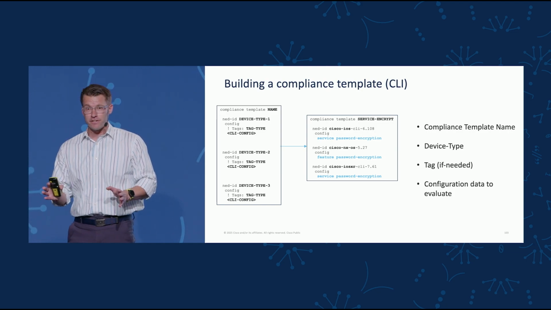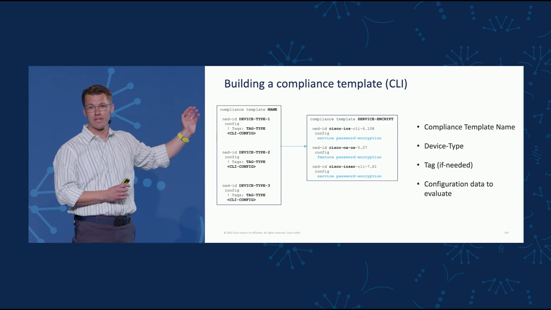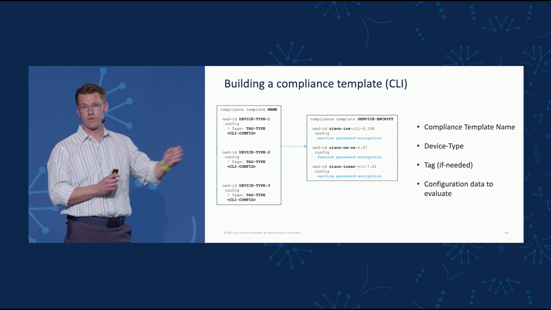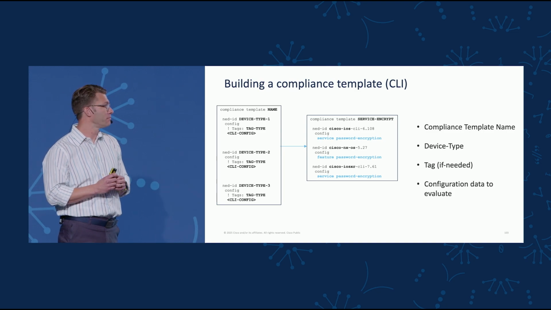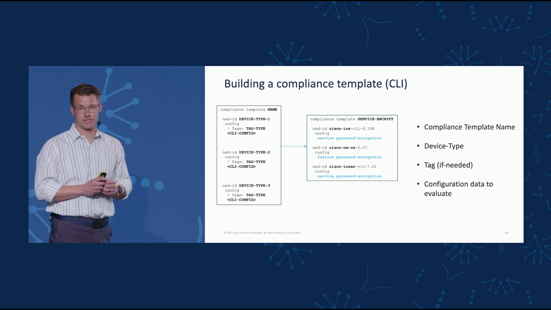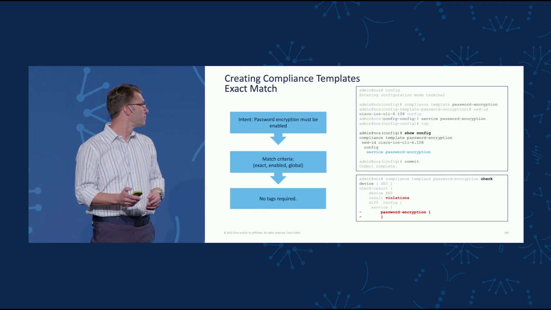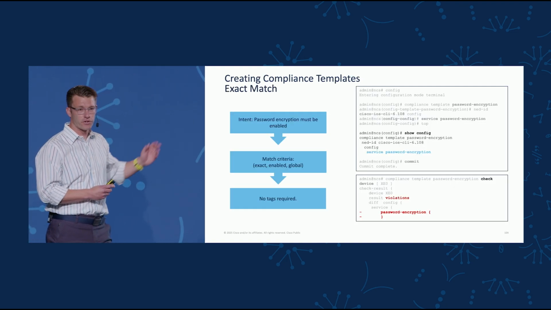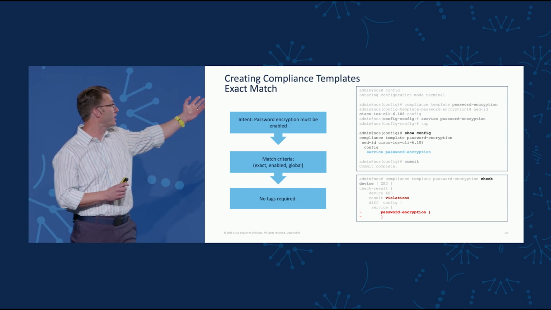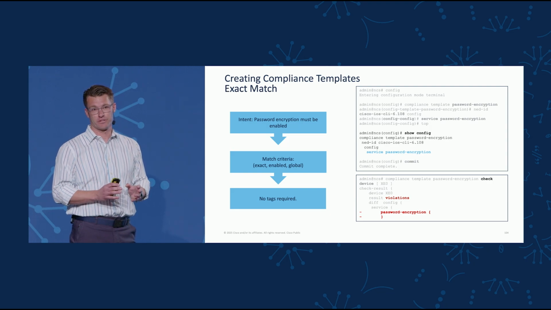So in brief, a compliance template is made up of a name, a device type, optionally a tag, and we're going to go into some details about that, and then finally the compliant configuration that you want to match. So let's walk through some examples. In this first example, these are all going to be for iOS XE. In this first example, we're looking to ensure that password encryption is enabled.